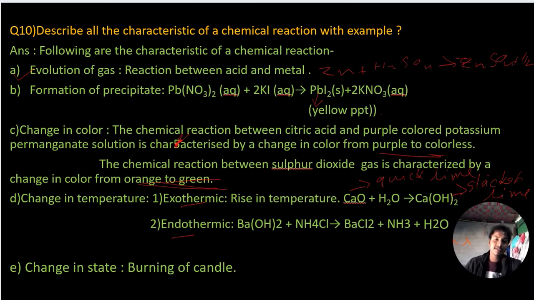So next, endothermic. Whenever we react barium hydroxide with ammonium chloride, we get barium chloride, ammonia, and water. Here, if we observe, we can see that it is endothermic, and a lot of heat is absorbed by this reaction. Okay. Then change in state, example burning of candle. Okay.